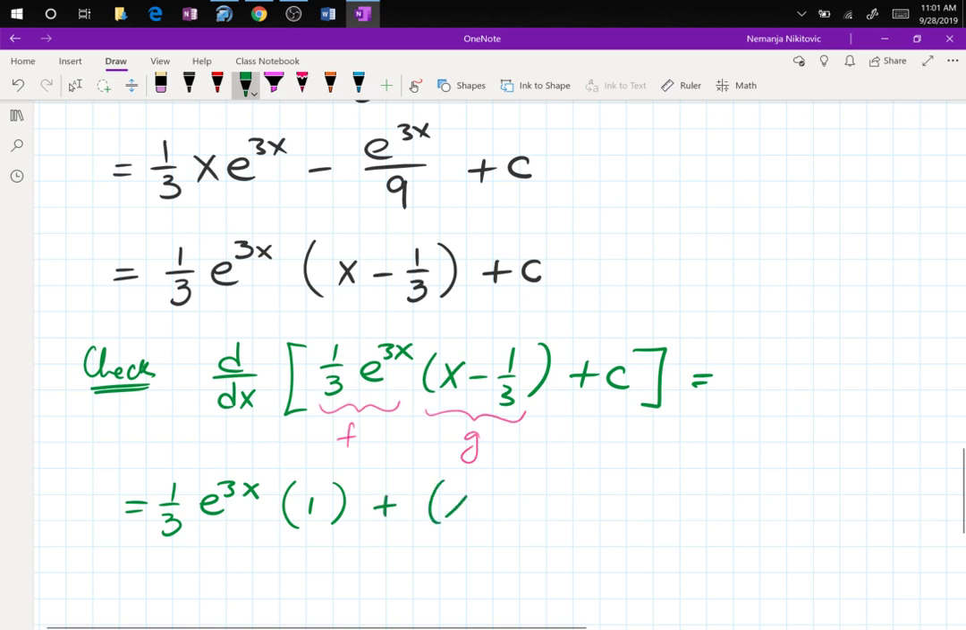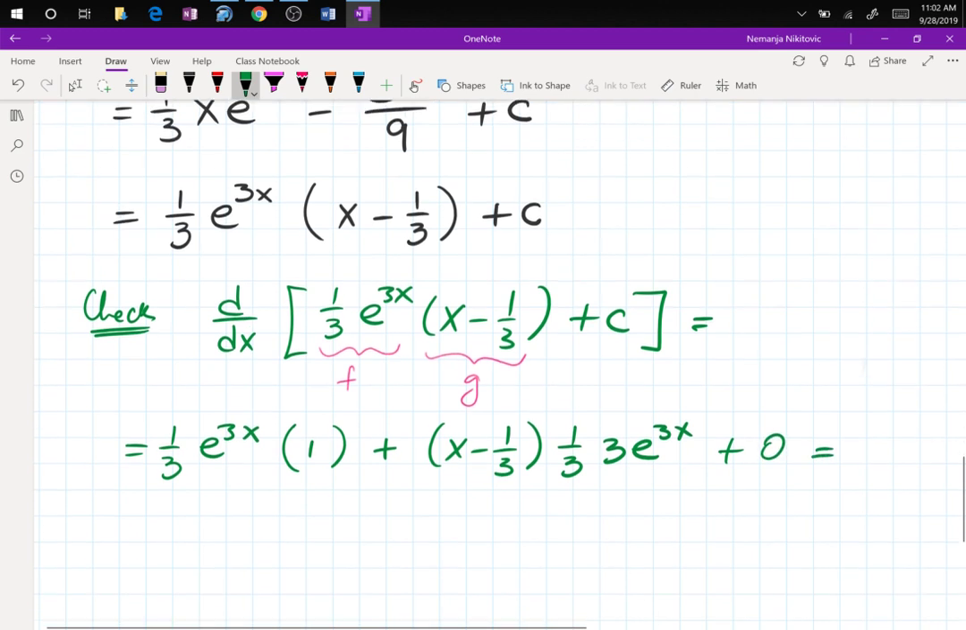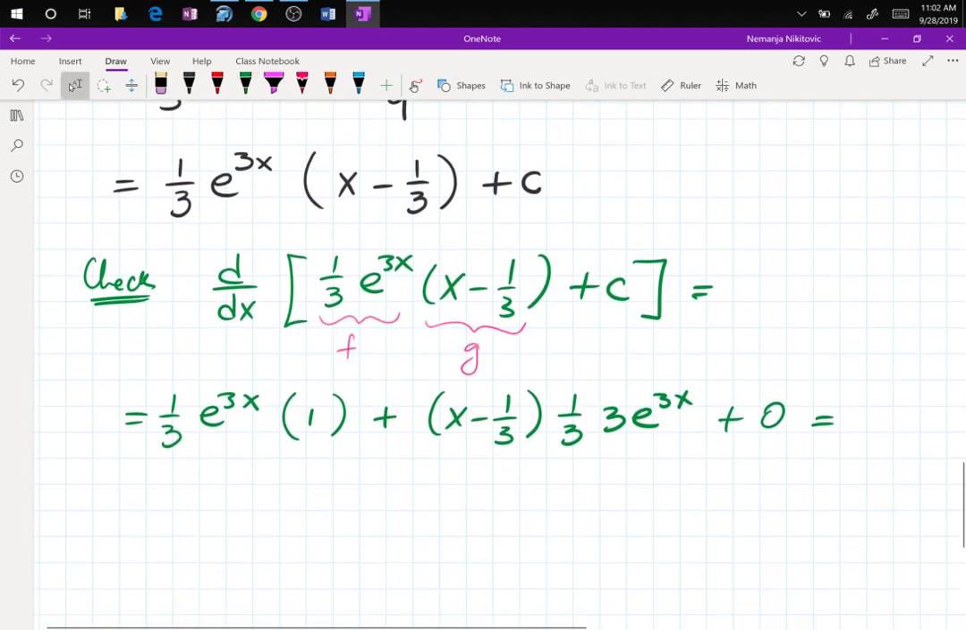Plus copy the second, which is x minus 1/3, times the derivative of the first, that's 1/3 times 3e to the 3x, because of the chain rule that 3 drops down. There's also plus 0 here, so I'll add plus 0. That's for c, but who cares?